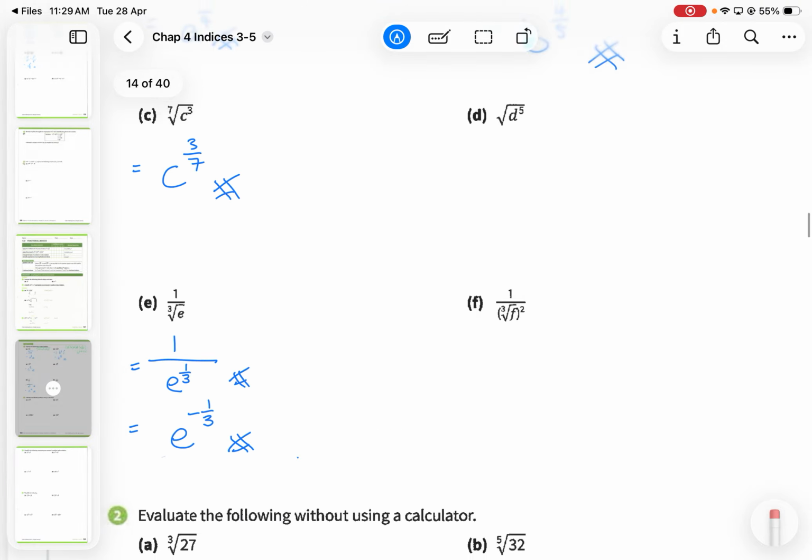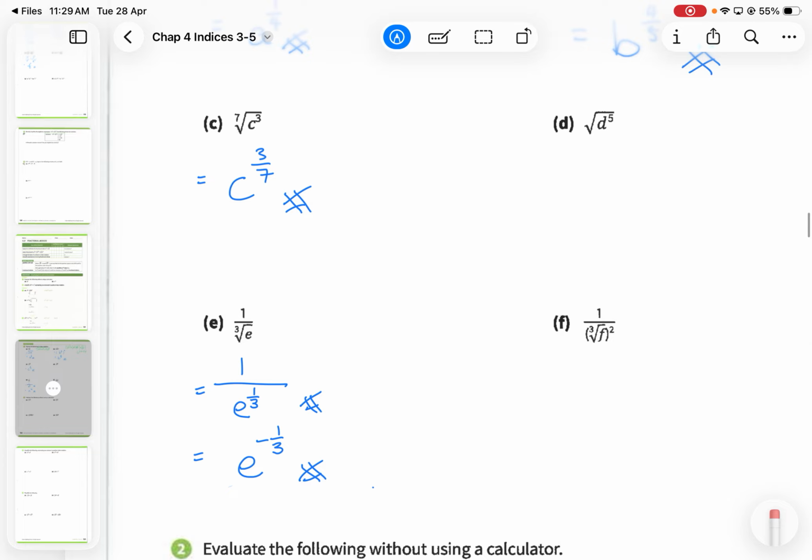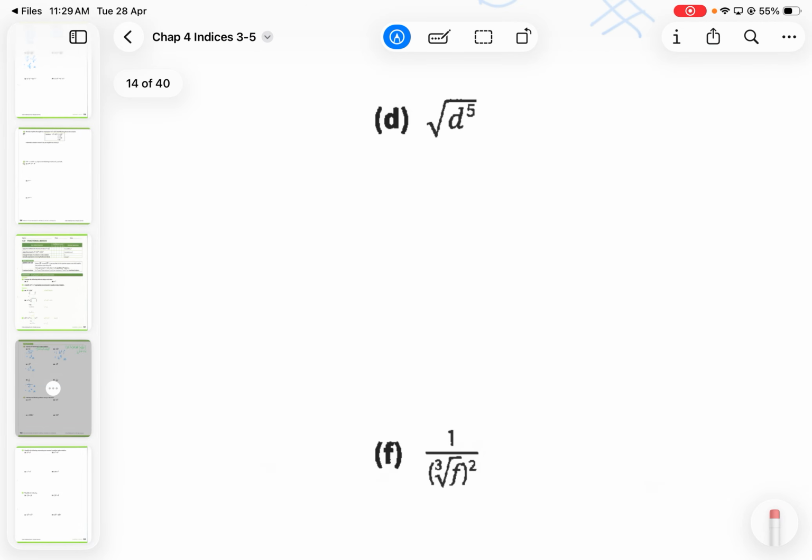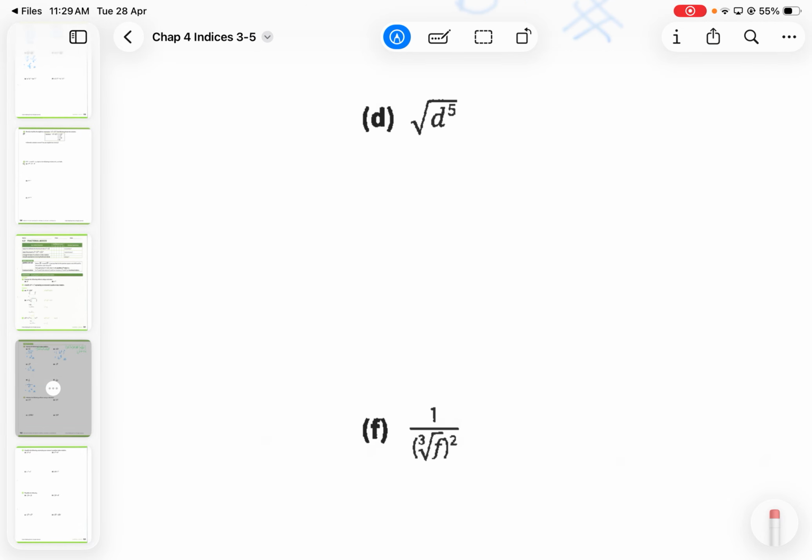Okay, try part D and part F. Not difficult. Three minutes. They just want you to change the sign to how we express it in the power.